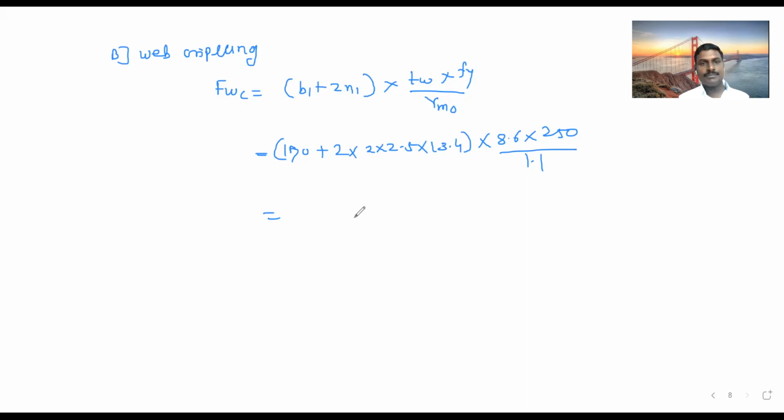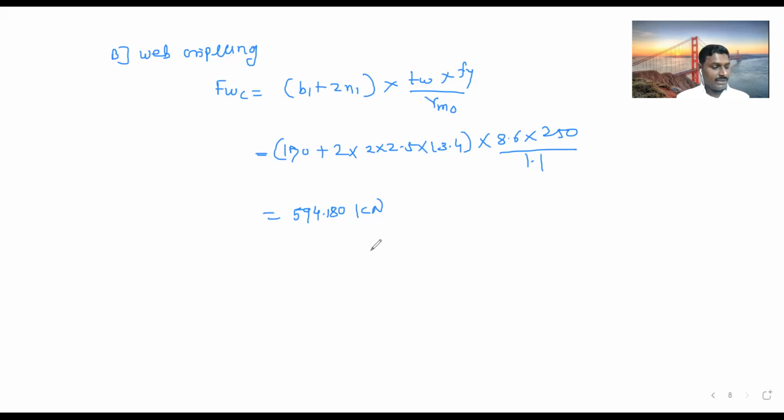How much? 594.80 into 10 raised to 3. It means it is in kilonewton. Okay, so this much force is carried by the web crippling.